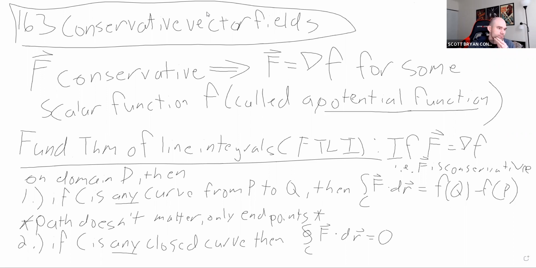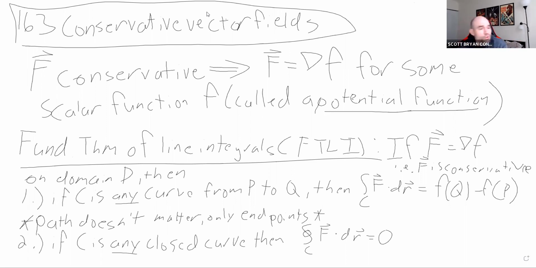Yes, correct. So it doesn't matter which point you pick on the closed curve, but you can say my curve starts here and ends here. And because of 1, that's why it's 0.